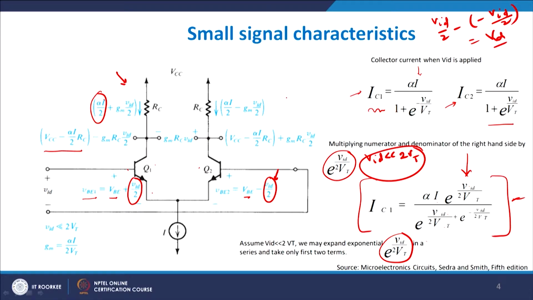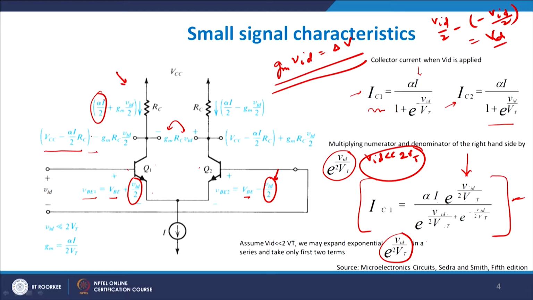Now, quite interestingly, if you simply subtract these two, alpha I by 2 and alpha I by 2 cancel off, and what you get is basically GM times VID. So even without knowing anything else, if you just find the current difference between this and this, you get the delta voltage difference, delta VIC, which you see.